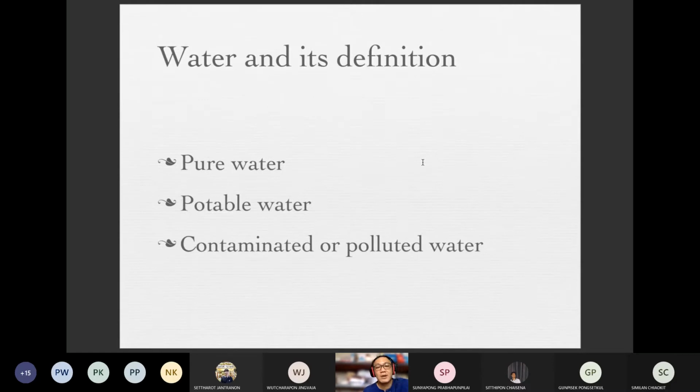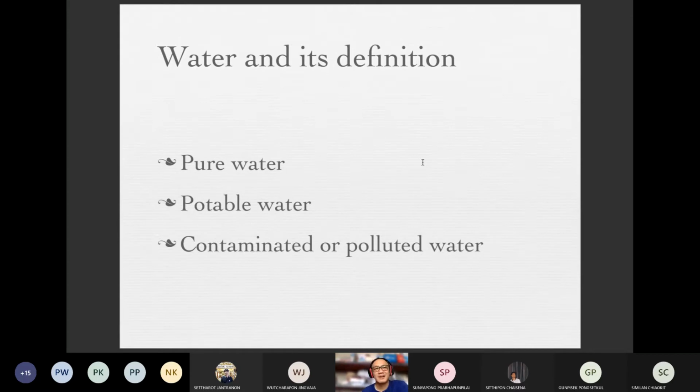Very interesting if we talk about water and its definitions. So if we are talking about pure water, it essentially means just H2O. Okay, just H2O. Two atoms of hydrogen and one atom of oxygen associated with each other become H2O, and this is pure water. Okay, pure water, you may think of distilled water or deionized water, water free of iron, water free of everything. So it's just H2O. This kind of water we normally call pure water.